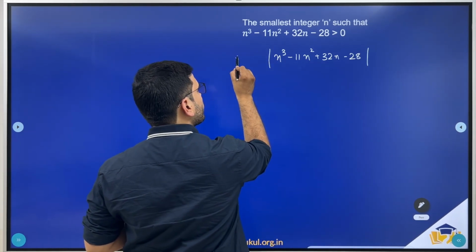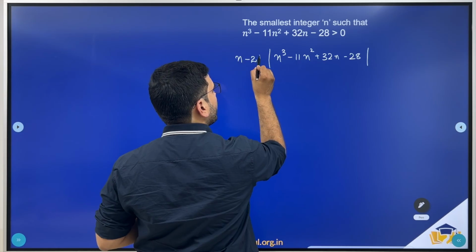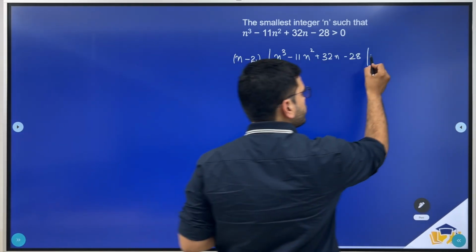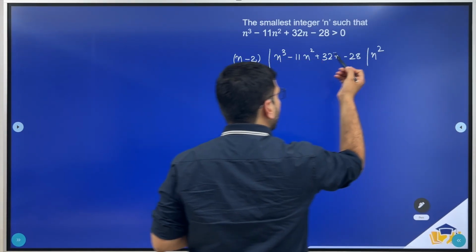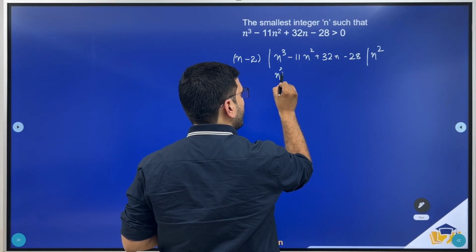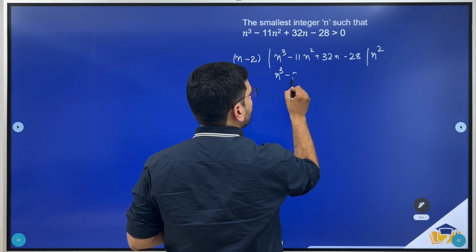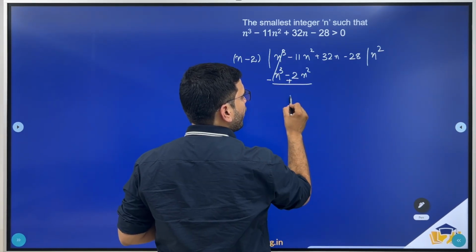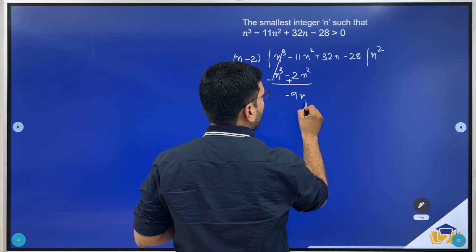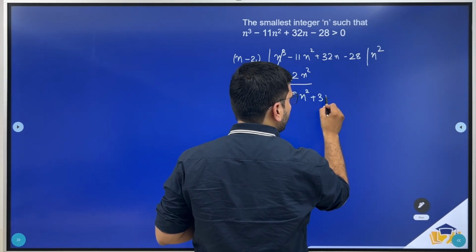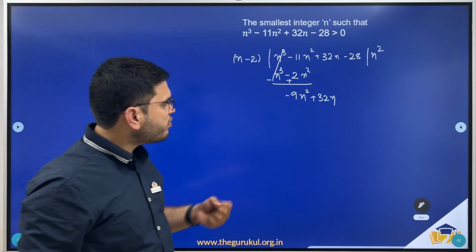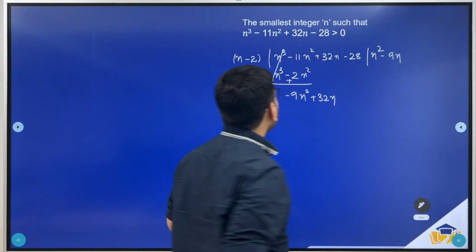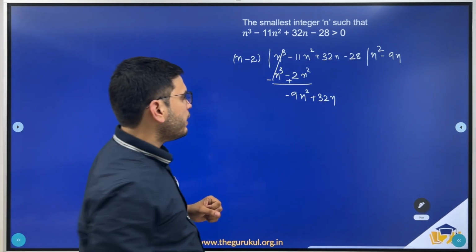So let me divide this by n minus 2. For the quotient, first you need to have n square, so there will be n cube minus 2n square. Now if I subtract, you have minus 9n square plus 32n. In order to have minus 9n square here, I need to multiply n minus 2 with minus 9n.